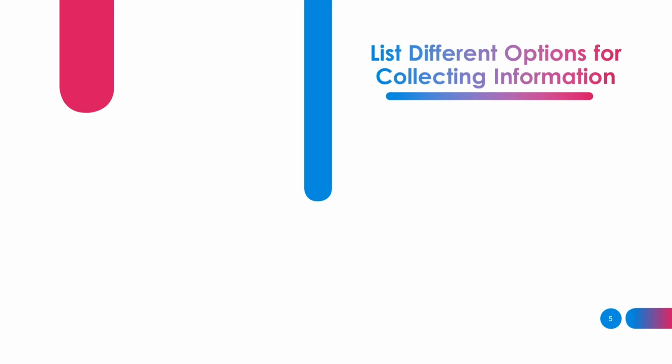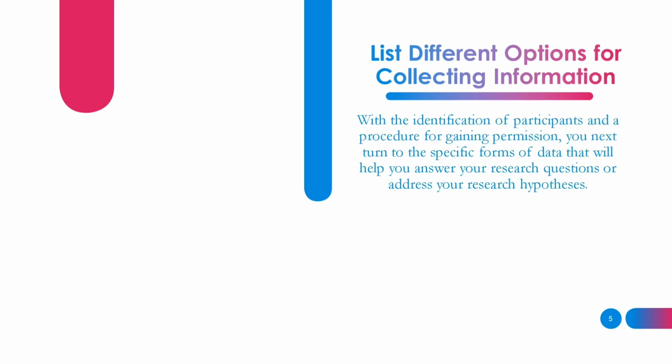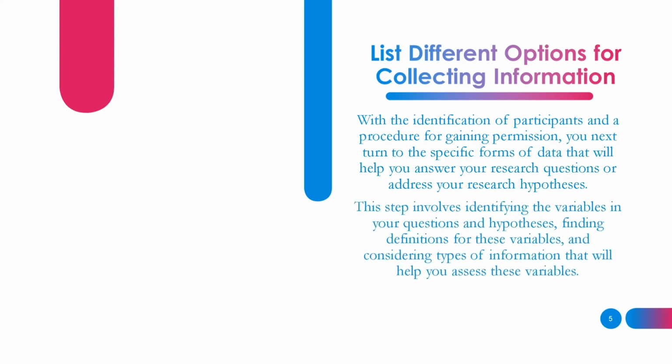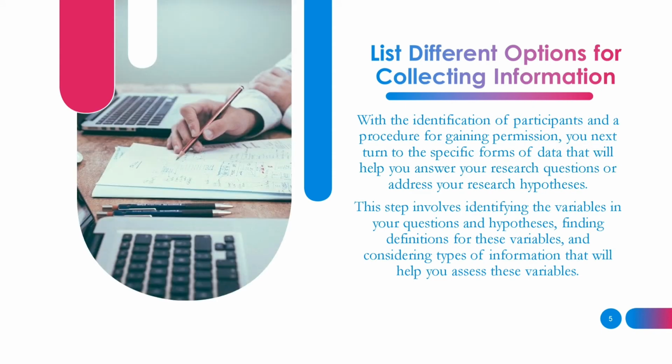List different options for collecting information. With the identification of participants and a procedure for gaining permission, you next turn to the specific forms of data that will help you answer your research question or address your research hypothesis. The step involves identifying the variables in the question and hypothesis, finding definition for these variables, and considering types of information that will help you assess these variables.